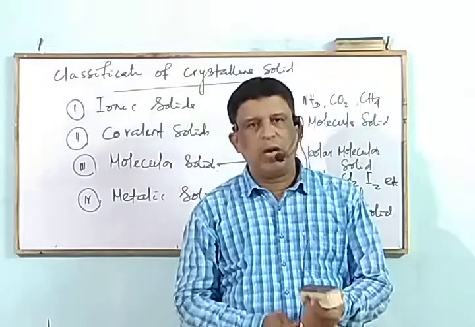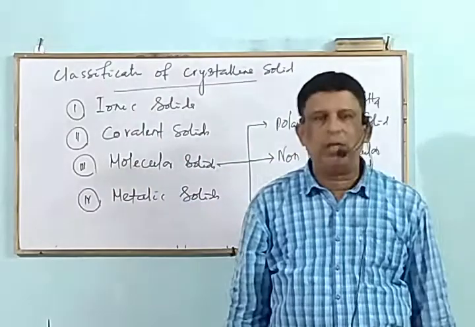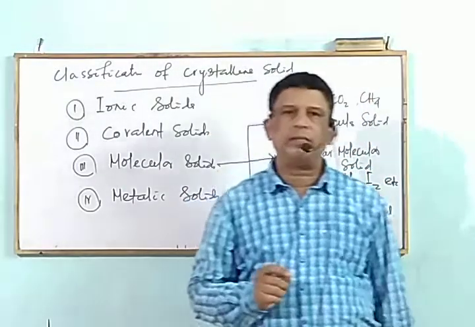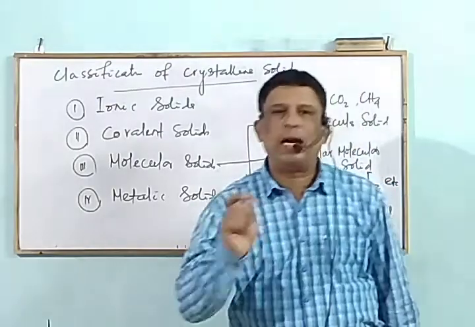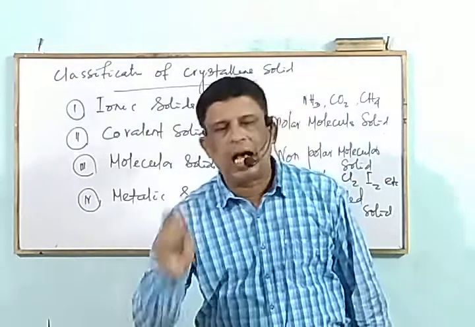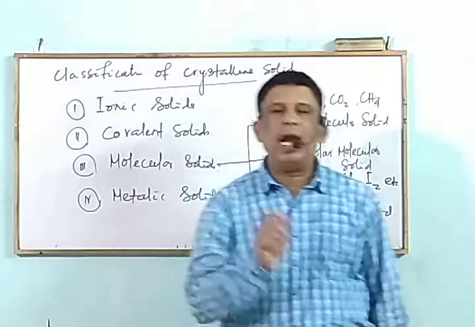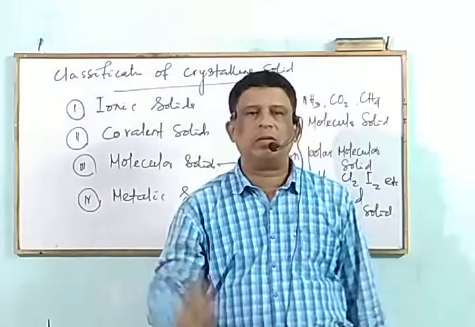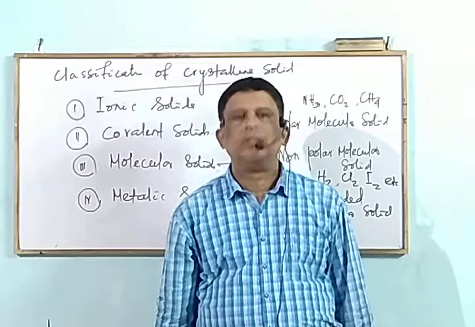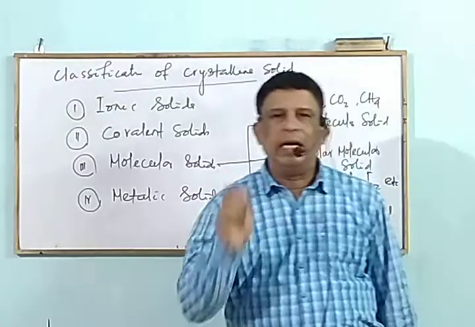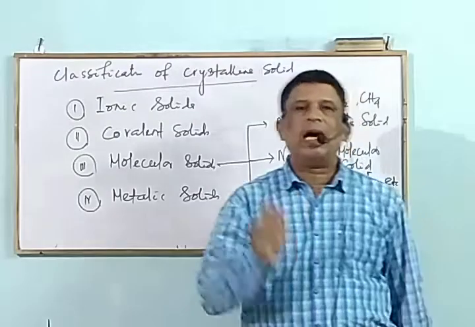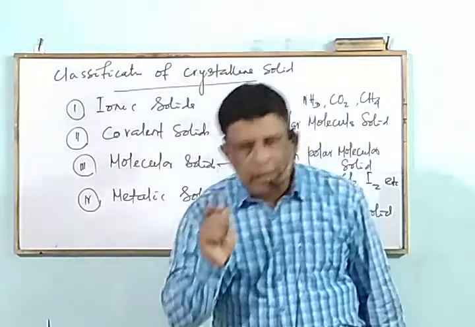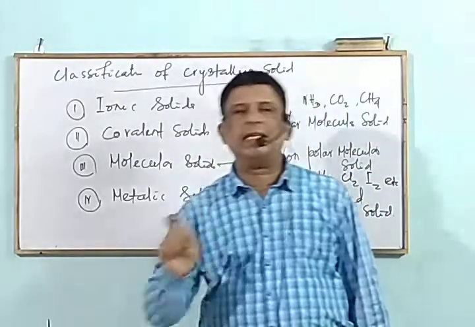Let us discuss one by one. First one is ionic solid. I repeat again. Ionic solid is a type of solid in which the constituent particles are oppositely charged ions and held together by strong Coulombic forces of attraction. They have high melting point, boiling point. They are hard and rigid. They are bad conductor of heat and electricity in solid state.